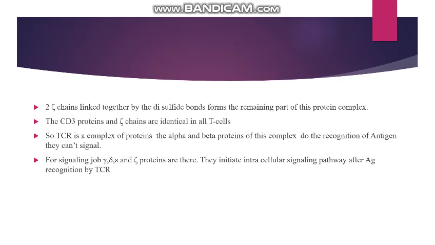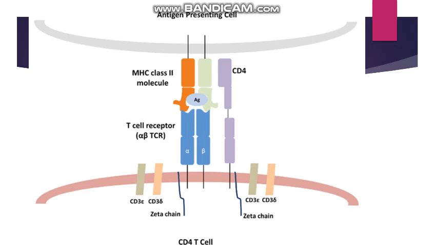So, T cell receptor is a complex of proteins. The alpha and beta proteins of this complex do the recognition of antigen. They cannot signal. For the signaling job, gamma, delta, epsilon and zeta proteins are there. They initiate the intracellular signaling pathway after antigen recognition by T cell receptor. This picture shows how the antigen presenting cell is presenting and how the TCR is getting attached to the antigen and how it is getting activated after receiving the antigen signal from the target cell.